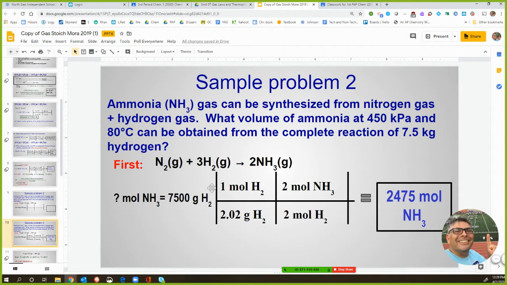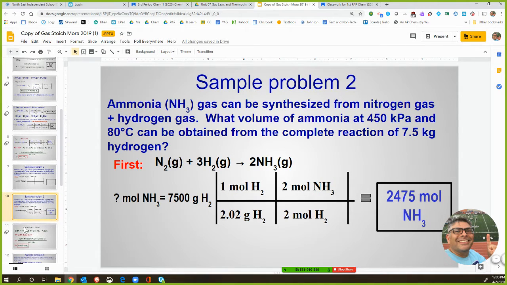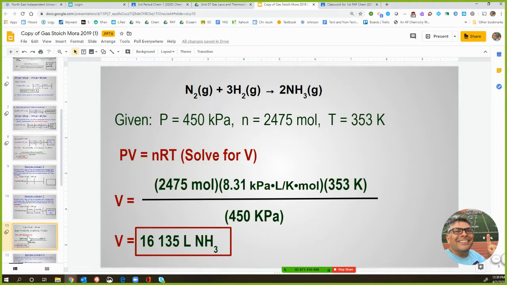So you're going to go into moles of hydrogen first, and then you're going to do your mole ratio, and that's how many moles of ammonia you have. And now that you have that, now you can PV=nRT your way out of that.